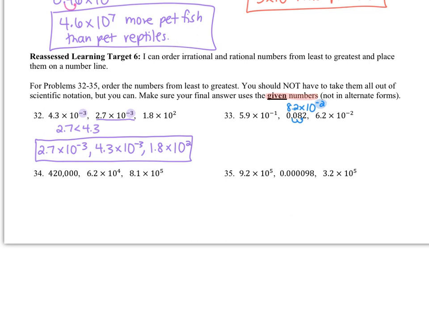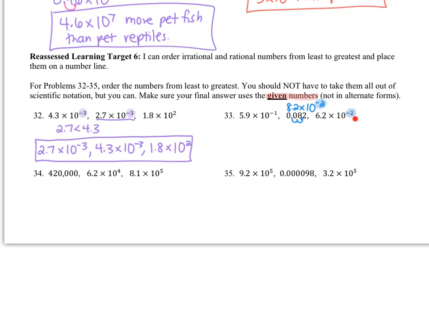So again, these two I need to investigate further. But 10 to the -1, I can easily compare it to both of these numbers. Remember, the bigger the exponent, the bigger the number. -1 is bigger than -2 and -2. So this is going to be our biggest number. So that goes last. Now we need to compare these two and see which one's the smallest of the two, because that one will go first.